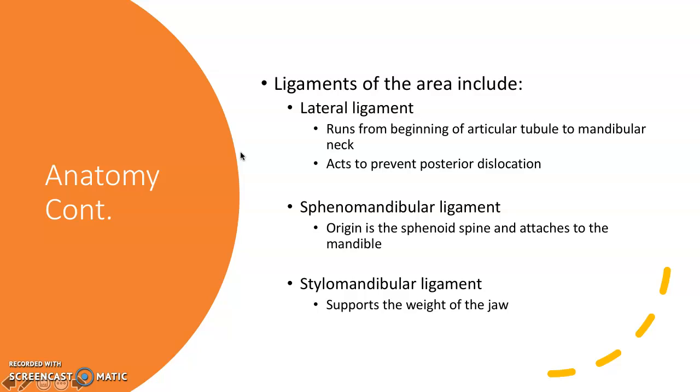The ligaments of the area include 3 different ones. You have your lateral ligament, which runs from the articular tubercle to the mandibular neck, and it acts to prevent posterior dislocation. You have your sphenomandibular ligament, whose origin is the sphenoid spine and which attaches to the mandible. And then you have your stylomandibular ligament, which supports the weight of the jaw.